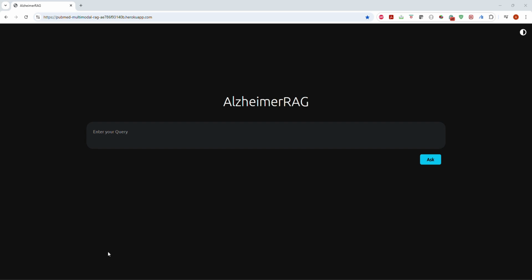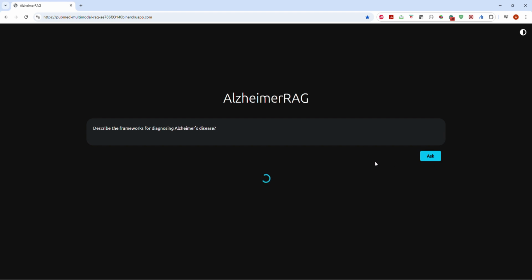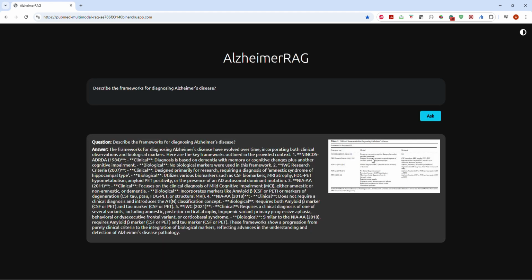Now let's try out different scenarios and see how the system responds. The first question is asking about the frameworks for diagnosing Alzheimer's disease. As you can see, we generate a response for that, and this is the relevant table data that comes along with this particular framework question.